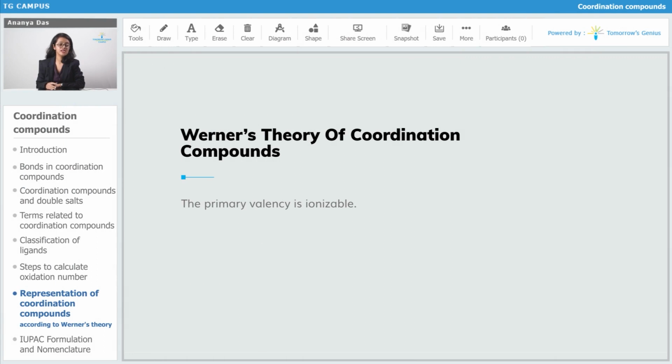So the primary valency is ionizable. Now what does that mean? I have been using this complex a lot, because this is the first complex that comes into my mind, the first complex that I use in examples. So when Werner says that the primary valency is ionizable, he means that if you put this entire complex in water, then the ligands which satisfy the primary valency get ionized.